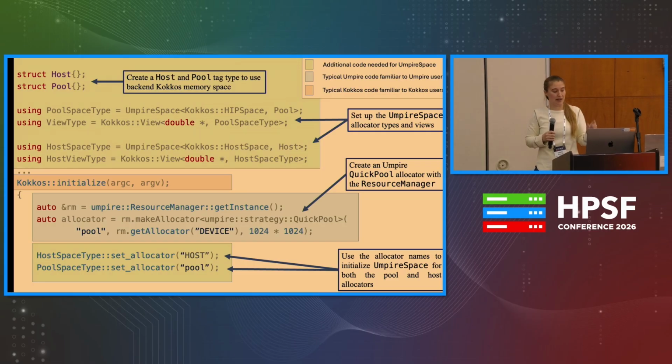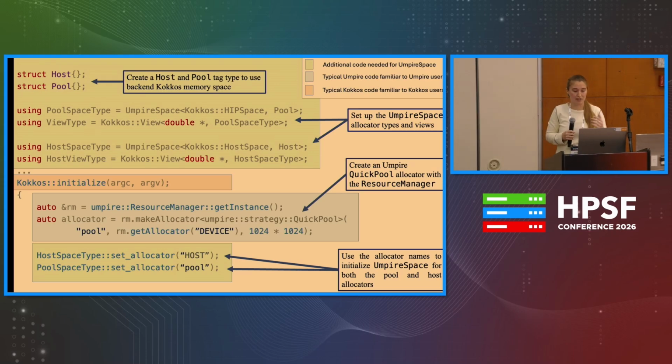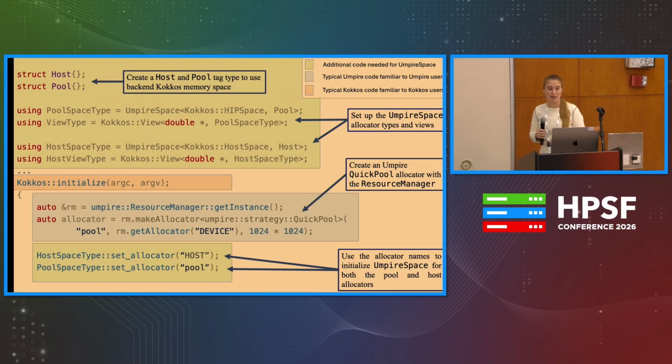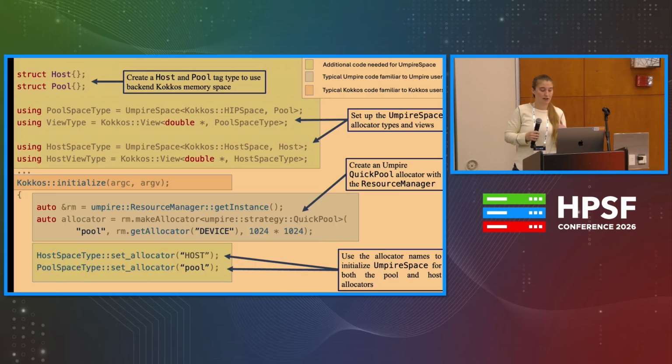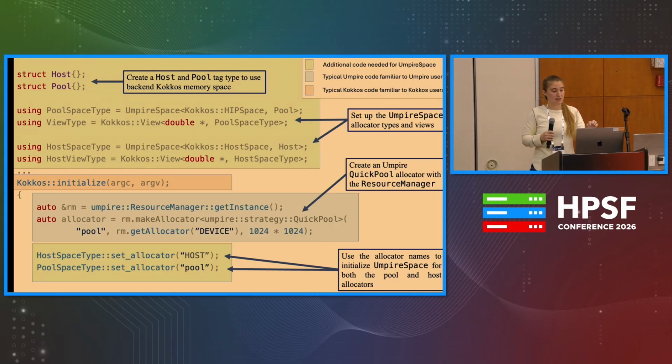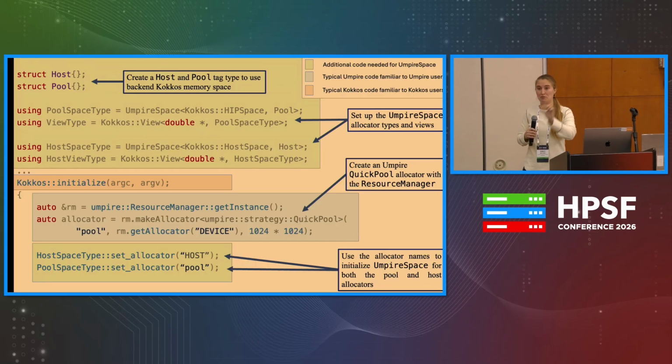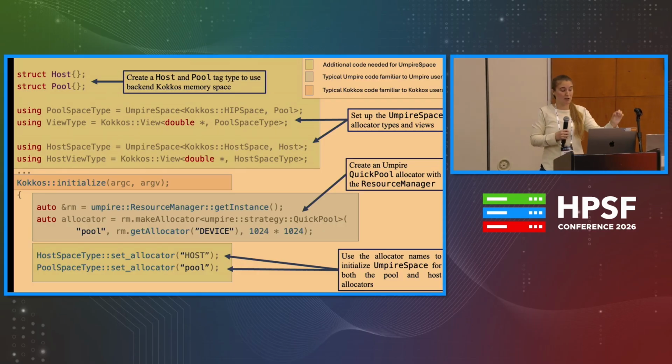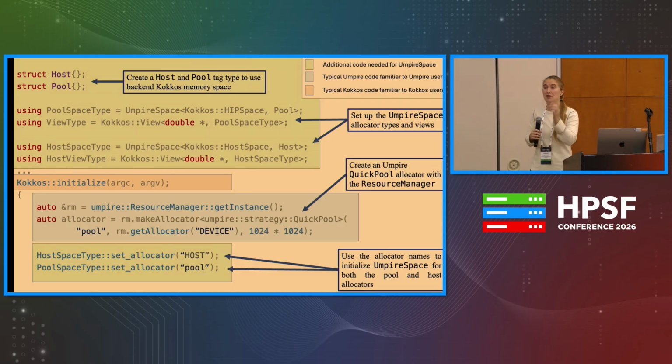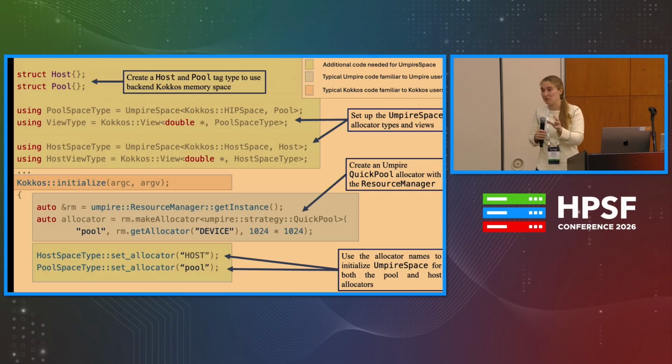So we're going to use the allocator names that we created above to initialize the UmpireSpace for both pool and host allocators. So that pool space type, you're going to set it to an allocator of the pool you just made. But then for the host space type, you're setting it to the host memory resource, the built-in allocator from Umpire.